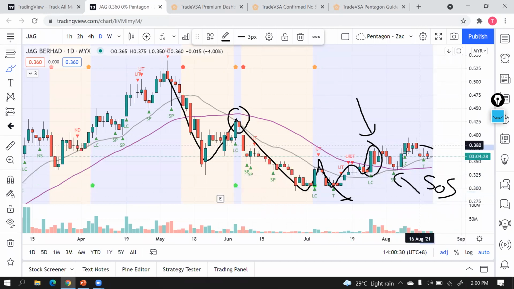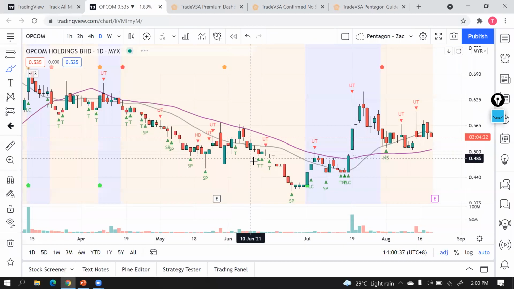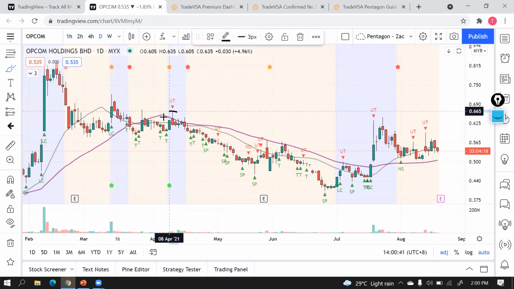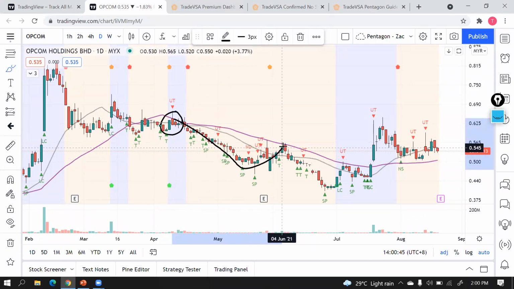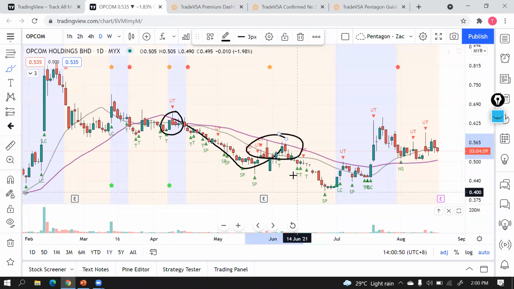Maybe here also there is one test. This is the area I look for signs of strength. The other day I entered for Opcon. Of course now I accelerated just to make a small profit. Here I'm not interested to participate. Here it dropped, tried to cross but failed again. Realize the 20 and 40 serve as resistance, so I don't want to participate, I don't want to enter.